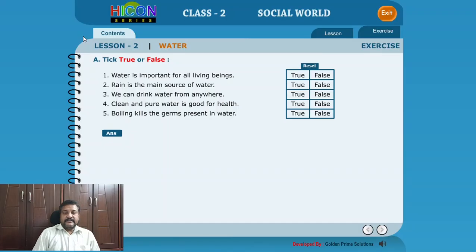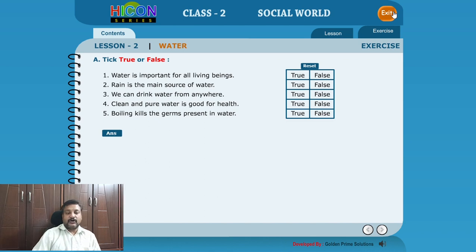So children, we have already seen the lesson part, and now it is time for us to do some activities or exercises regarding this. The first one is true or false. Tick true or false. There are 5 sentences given over there.